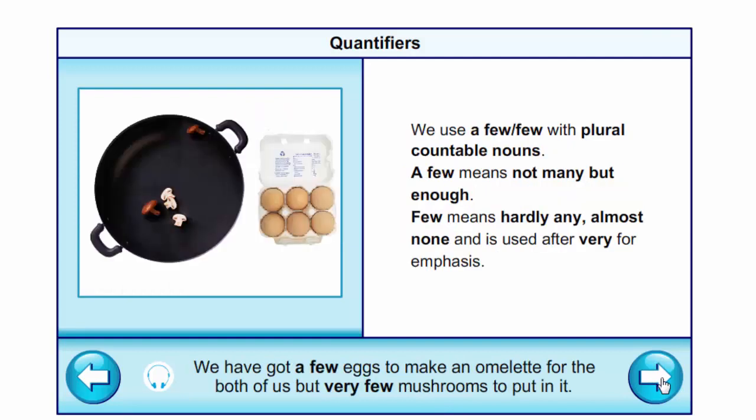We use a few with plural countable nouns. A few means not many but enough. Few means hardly any, almost none, and is used after very for emphasis. We have got a few eggs to make an omelette for the both of us, but very few mushrooms to put in it.